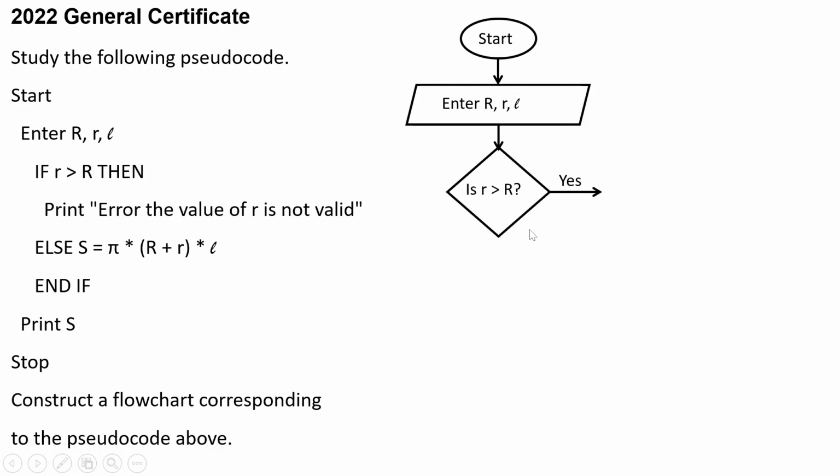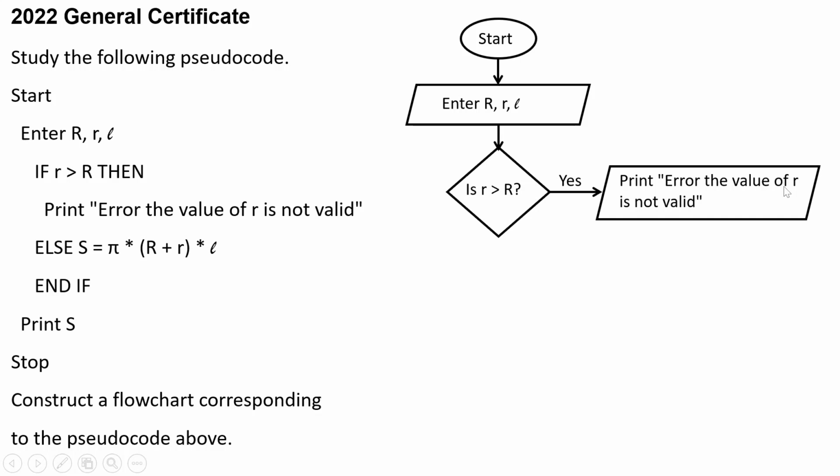So this print will have a parallelogram there, then you enter this word here: print error, the value of error is not valid. Then else here. Else stands for no. So no here, meaning no. If no, then what else?